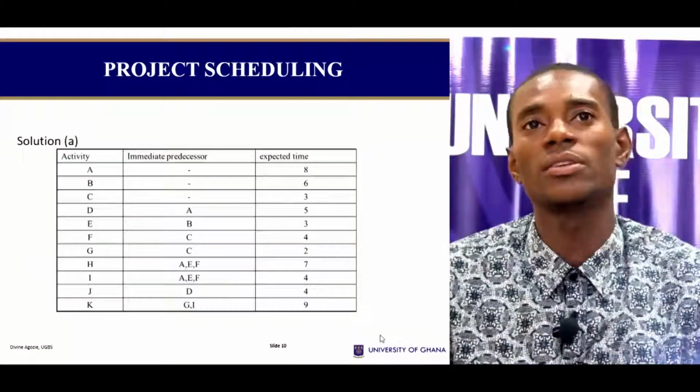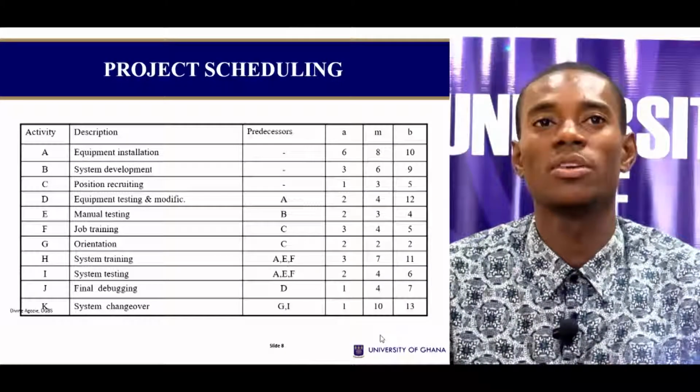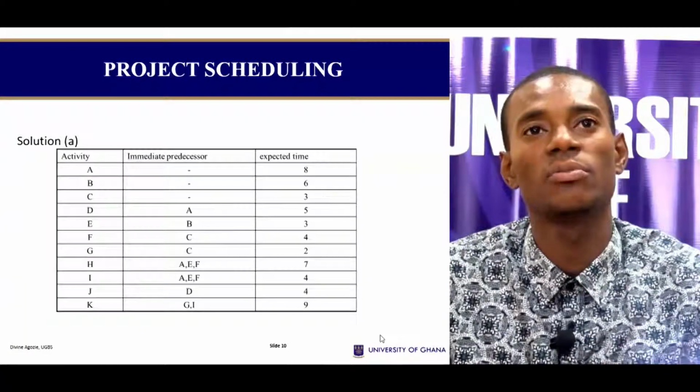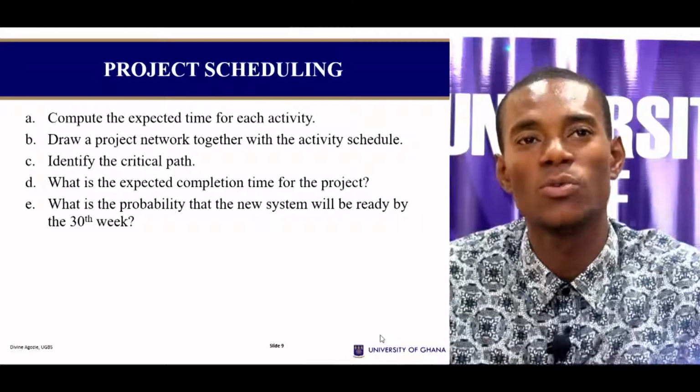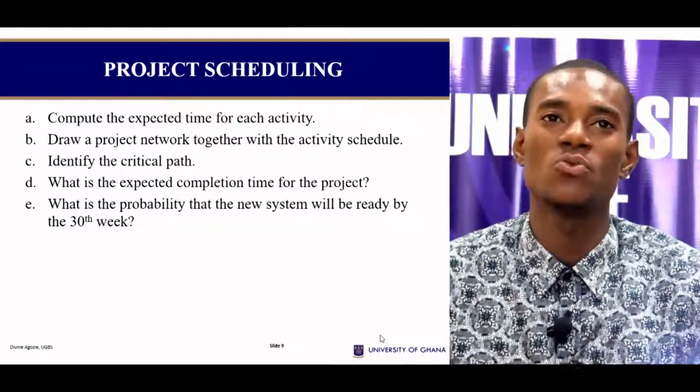Now, the question asked us to find the probability that the new system will be ready by 30 weeks.